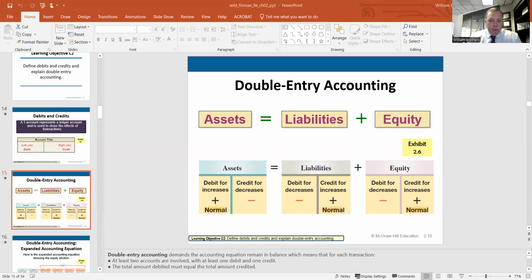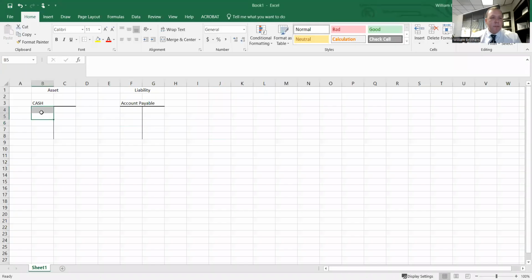I'm going to share the screen and move over to this Excel spreadsheet that I prepared. And let's just talk through that example. So let's say I had $100,000 in cash.